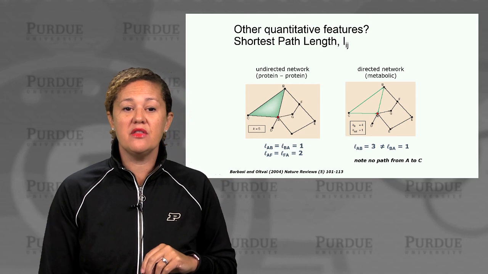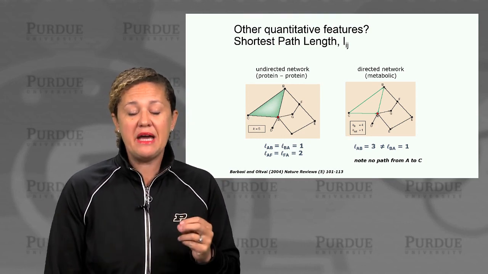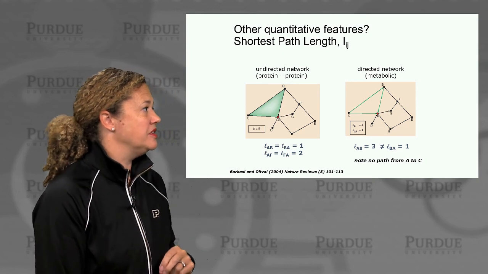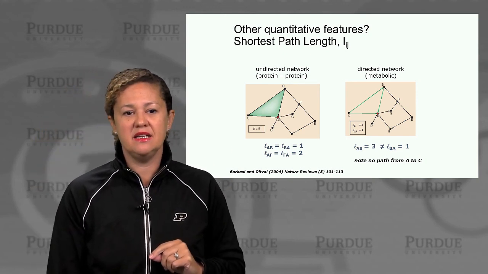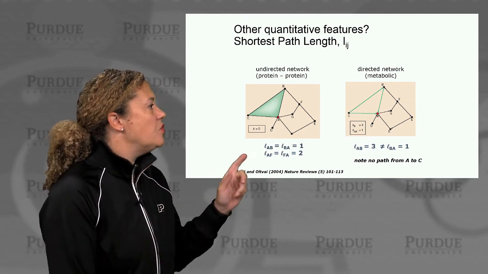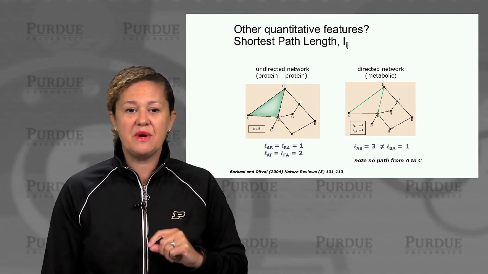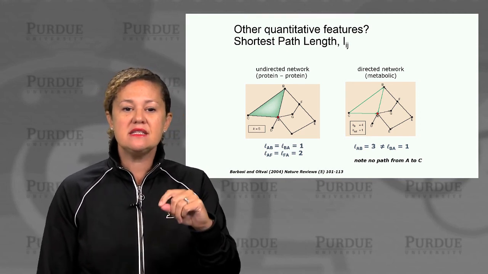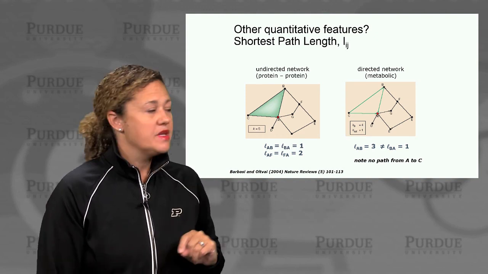So let's look at some other quantitative features of networks and their impact or significance in biological networks. Another quantitative feature that can be defined in networks is a shortest path length. What this is: how many steps or edges do I have to go through, in the least number, to get from one node to another.